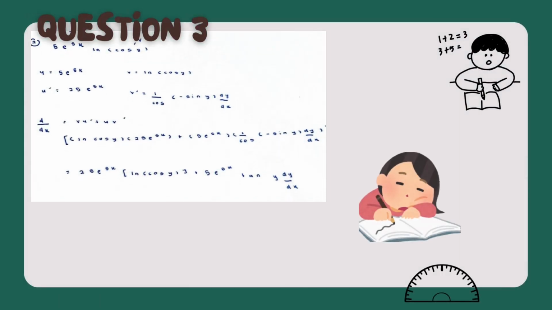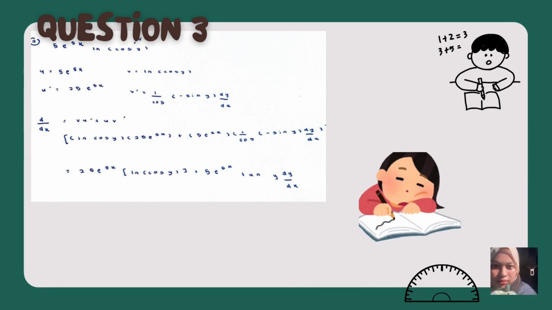Second one, 5 exponent 5x ln cos y. Using the product rule we assume u equal to 5 exponent 5x, v equal to ln cos y. Differentiate u, we get u prime 25 exponent 5x. Differentiate v, we get v prime equal to 1 over cos y times negative sin y dy/dx. Put it in the product rule formula vu prime plus uv prime, we got 25 exponent 5x ln cos y plus 5 exponent 5x tangent y dy/dx.